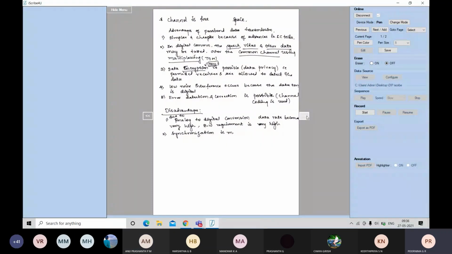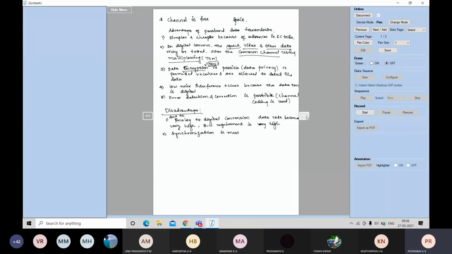Yeah. So these are the two disadvantages if you take this passband signaling. One is the digital to analog to digital conversion, the data which is going to be generated from a digital conversion signal will be very high. When you want to transmit this high data over the channel, the bandwidth requirement also becomes more and more.